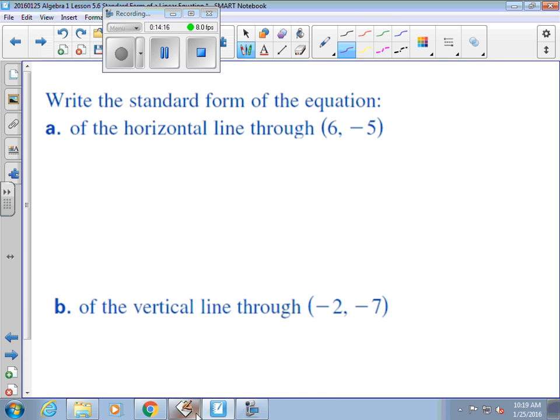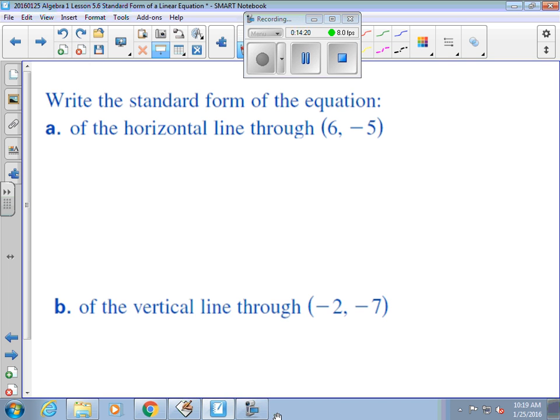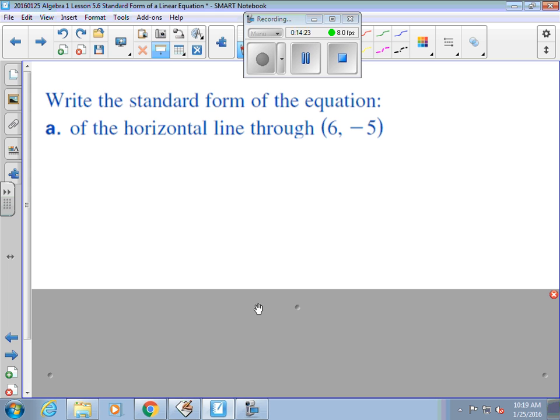So again, on the back, let's do this first one. Write the standard form of the equation of a horizontal line. Remember what horizontal means. Take about 30 seconds.